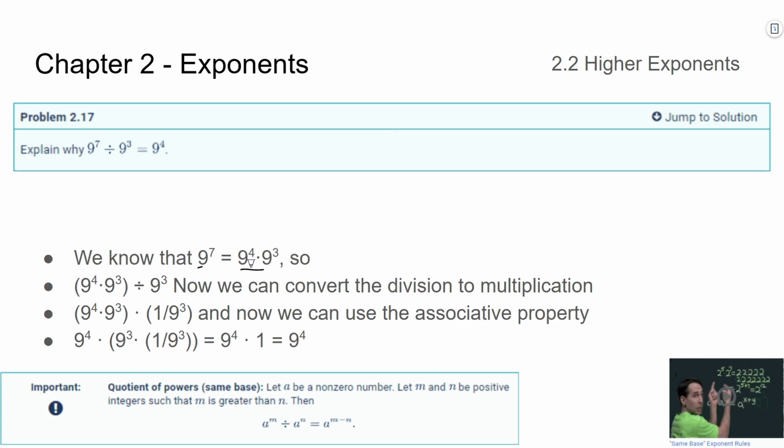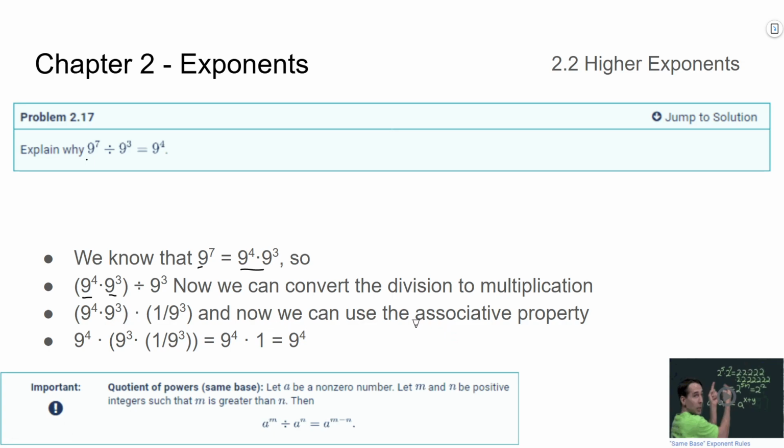Let's go ahead and convert that. So where we had 9 to the 7th, we're going to replace that with 9 to the 4th times 9 to the 3rd. So that's what we have right here, 9 to the 4th times 9 to the 3rd. And remember to keep our divided by 9 to the 3rd. That hasn't gone anywhere yet. All right, but now we can convert the division to multiplication like we've done before in chapter 1. So instead of this division, we're going to multiply by the reciprocal. So now we're going to multiply by 1 over 9 cubed. That's the reciprocal.